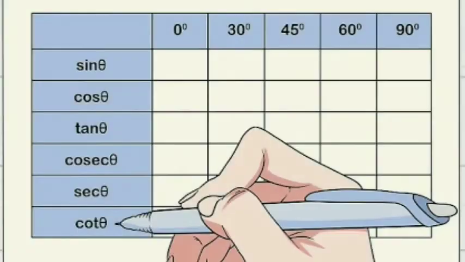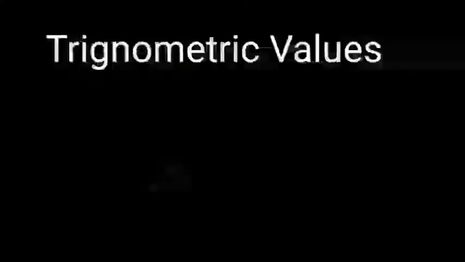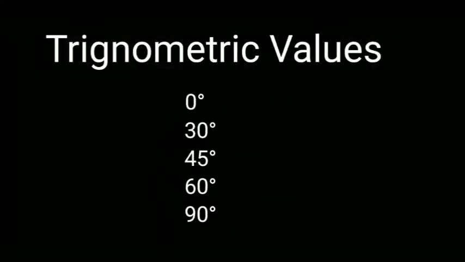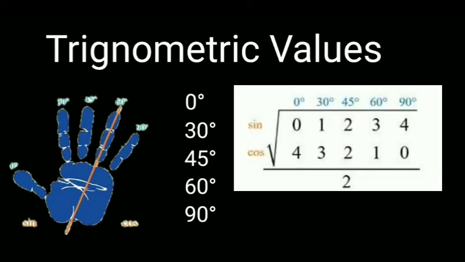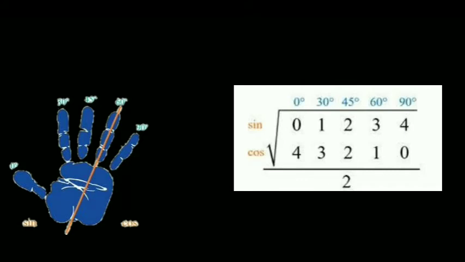And now we are going to move towards trigonometric values like 0 degree, 30 degree, 45, 60 and 90 degree, because these are usually used in questions. In the previous video I taught how to find the values by the geometrical method, but today I am going to tell you one trick. Suppose you forget the values, how will you find those values within 1 minute?